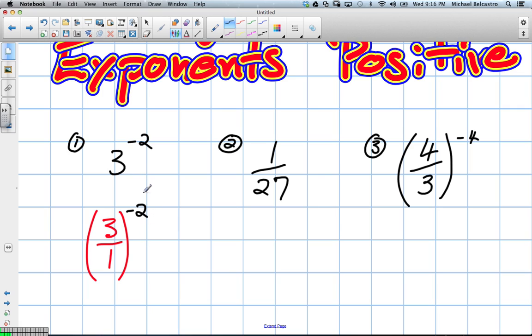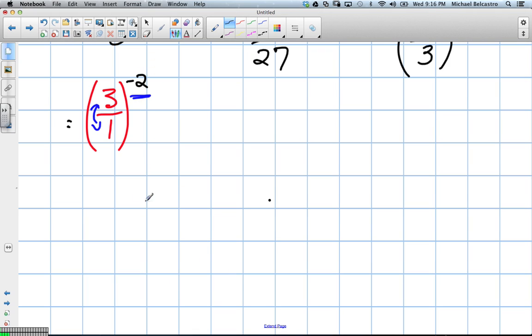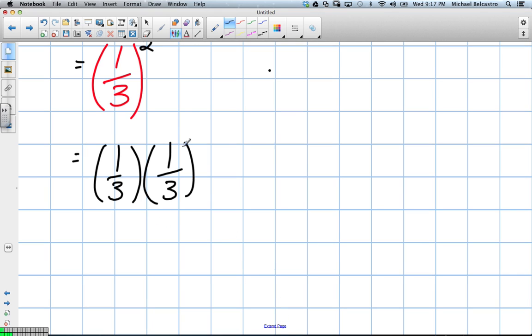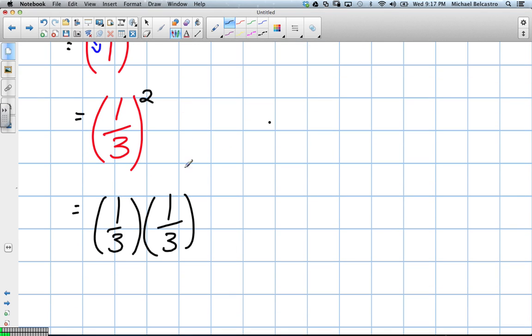Well, I need to make this positive. To turn this into a positive exponent, I invert the fraction, which means I flip it. Okay? So this then becomes 1 over 3, still to the power of 2, but the 2 is no longer negative. It's a positive. And now what this essentially means is 1/3 times 1/3, right? So we'll do 1/3 times 1/3.